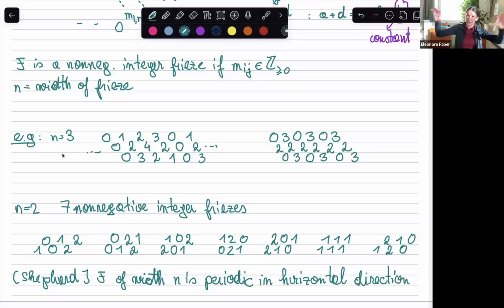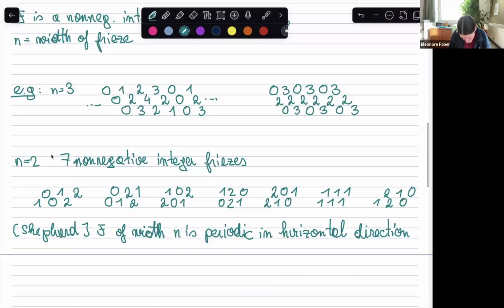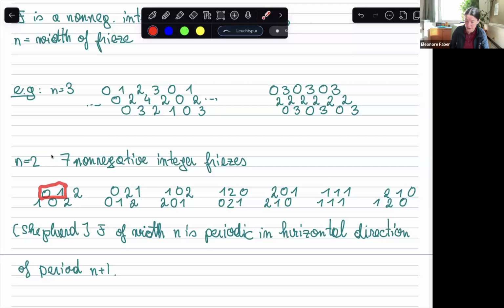And so I go left and right, so I'm allowed to go infinitely in both directions. And the period, so period n plus 1. So we see here, for this one, n is 2, and I need 3 numbers in my first row.